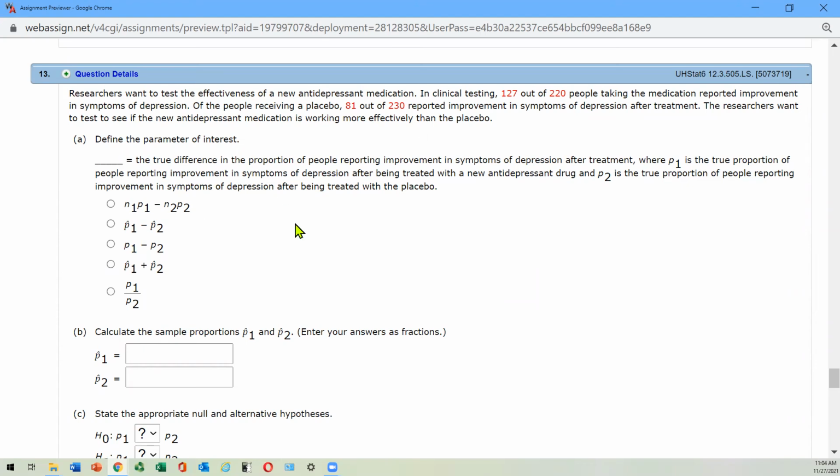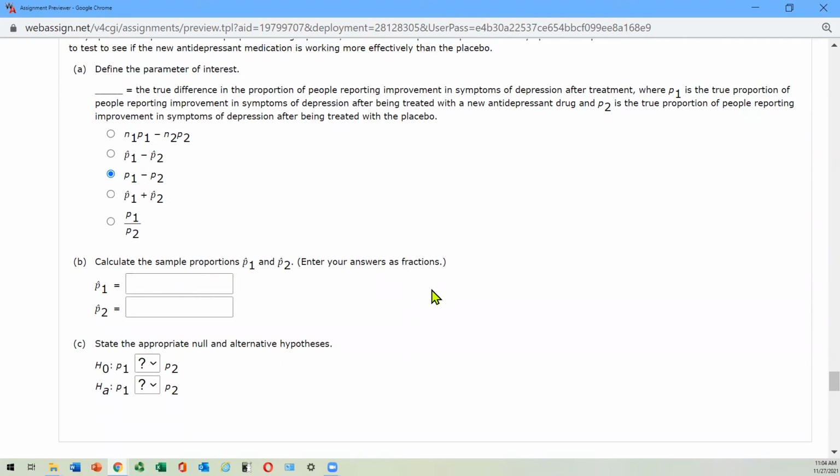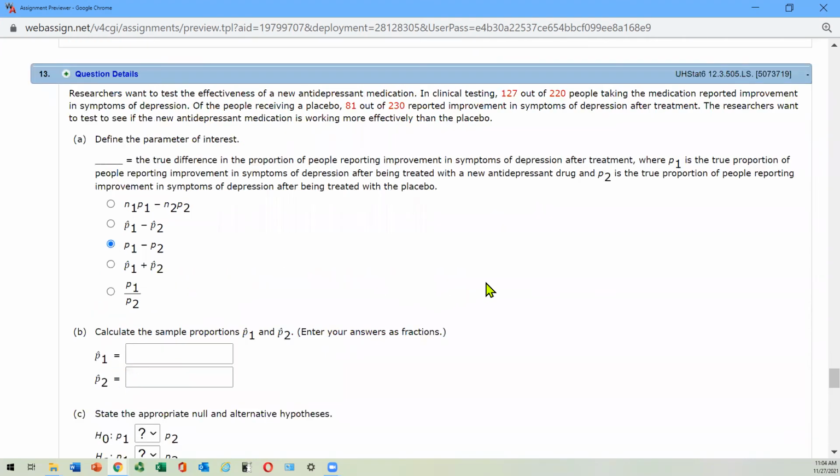Well, it's the difference between the two things, isn't it? And it's the proportions. Now it says calculate P1 and P2. So really I just need to do 127 out of 220. Then round that answer to, oh, as a fraction. Okay, I can do that. So 127 out of 220. And P2 is going to be 81 out of 230.